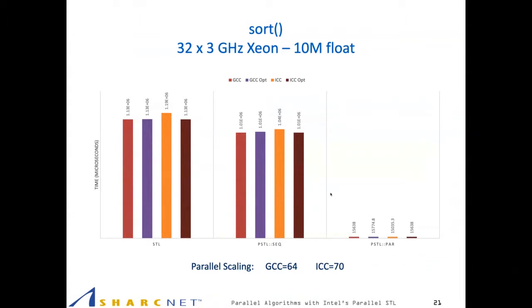For both GCC and Intel, I got really good scaling beyond the number of cores. This is the sequential version, which shows that the Intel version, because it's provided by Intel, is more optimized even in the sequential version than the STL version. The performance for both GCC and Intel is on par, and the scaling for GCC is 64 and ICC 70.